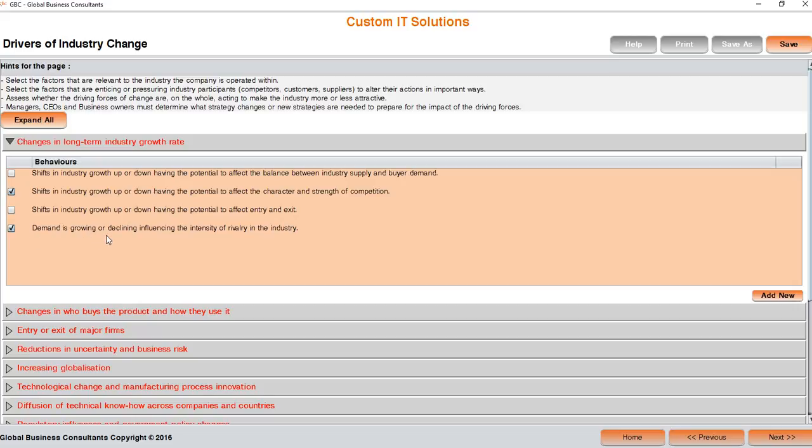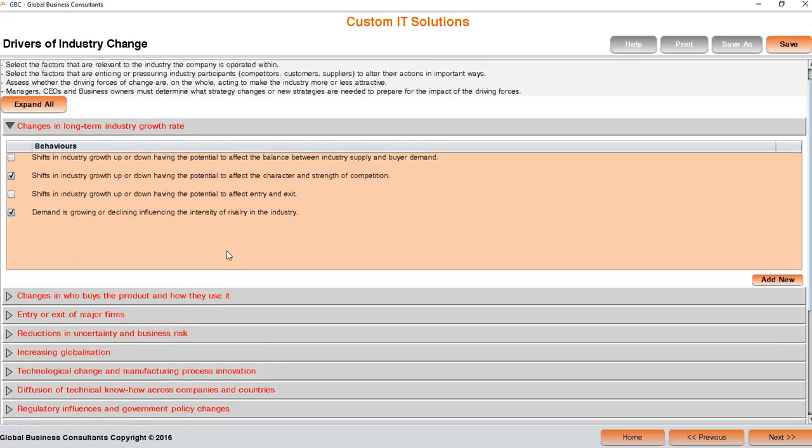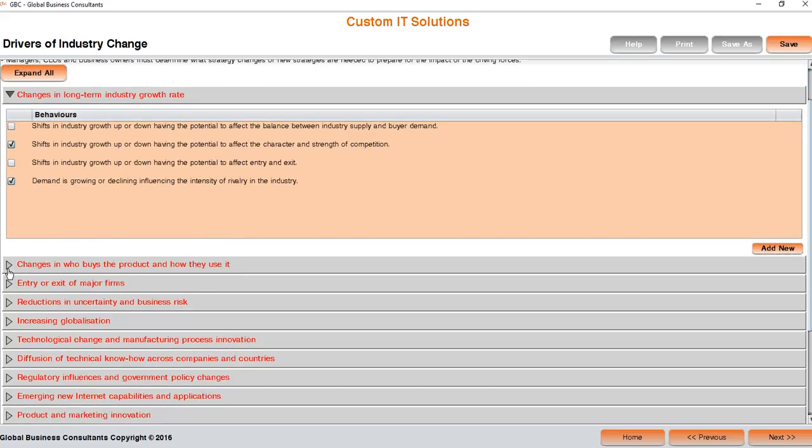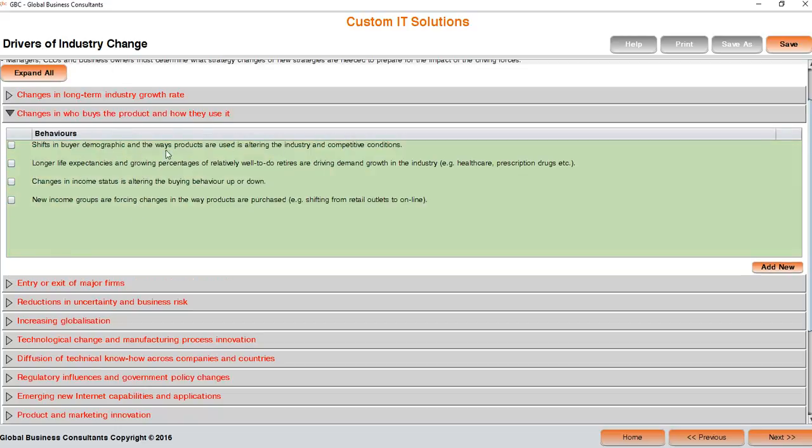Secondly, demand is growing or declining, influencing the intensity of rivalry in the industry. Very similar to my first factor, because demand in the industry has been declining, albeit very slowly, the intensity of rivalry in the industry has been increasing. Next, I'm going to click on changes in who buys the product and how they use it. In this case, we are business to business and we predominantly work with large companies. So buyer behaviors, as in end users, don't really impact our industry.